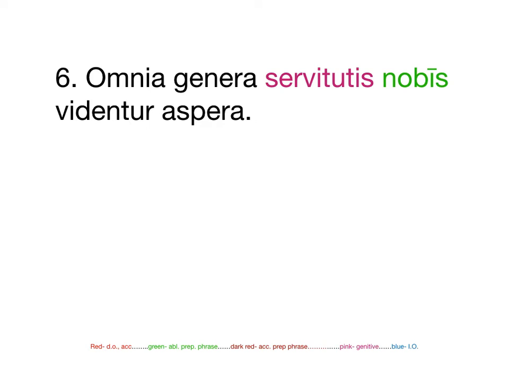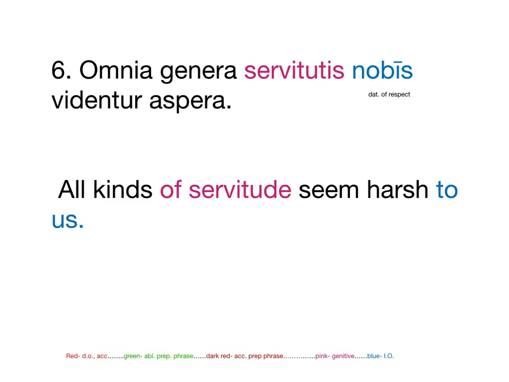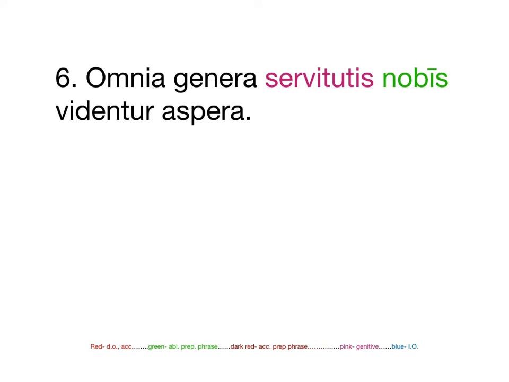And then nobis, that's actually not green. Ignore that it's green right now. I forgot to fix that. Videtur, I ask kids, what voice is that? And hopefully they, or y'all, would say passive. So it's not that all types of servitude see something. That would sound crazy. It's that they seem or are seen as.